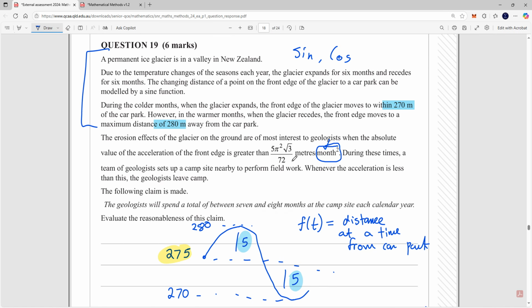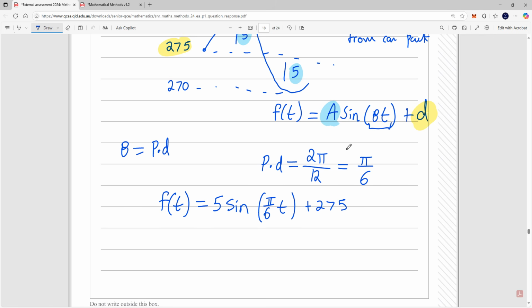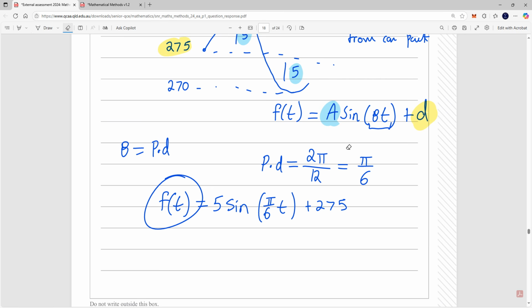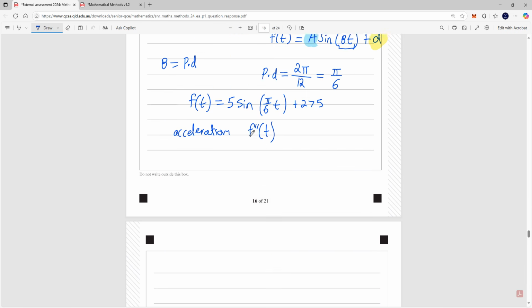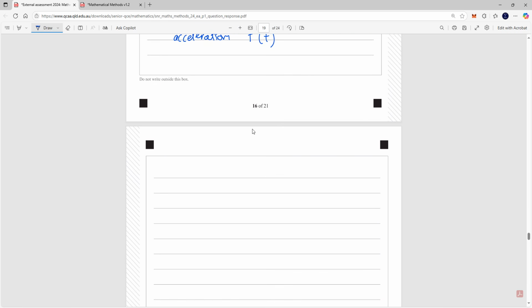Now here, the whole thing about acceleration. You have done motion. You should have done motion in year 12. Basically, this is distance, right? If I were to differentiate this, it will give me the velocity of the glacier. And if I were to differentiate that again, it would give you the acceleration. So the acceleration is your second derivative. So all we have to do is differentiate that. Even if you don't know what to do next, if you differentiate that, you're probably going to get some marks. So let's write down here.